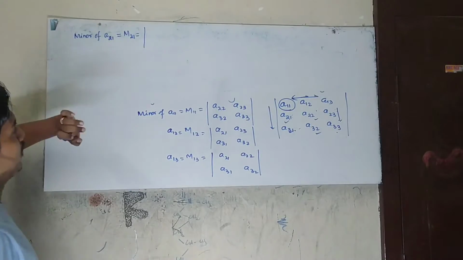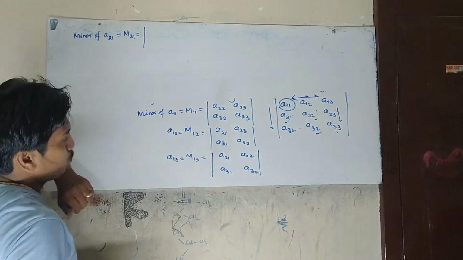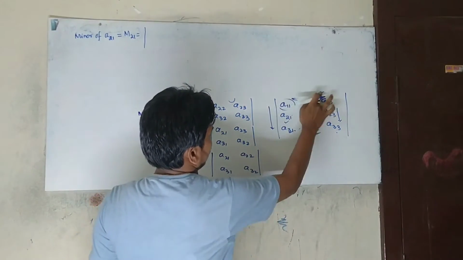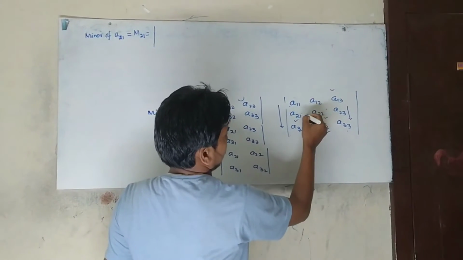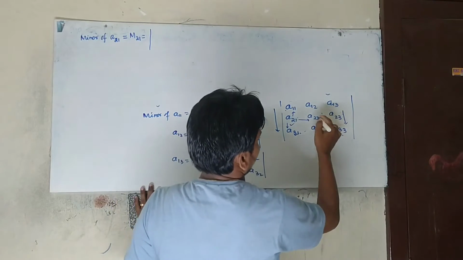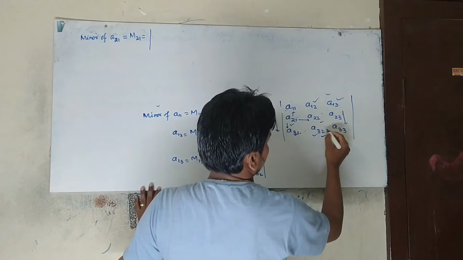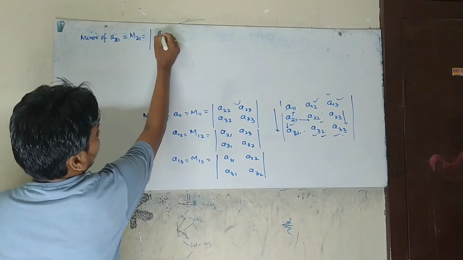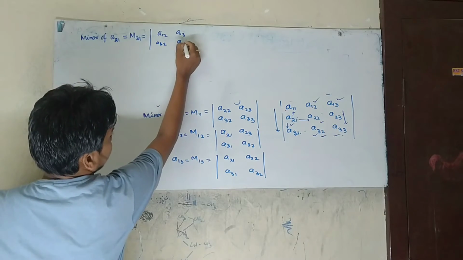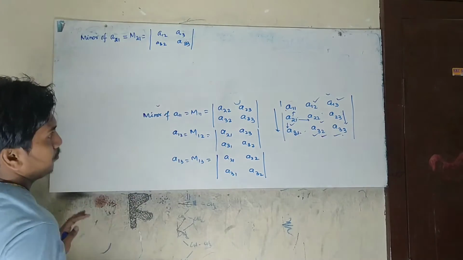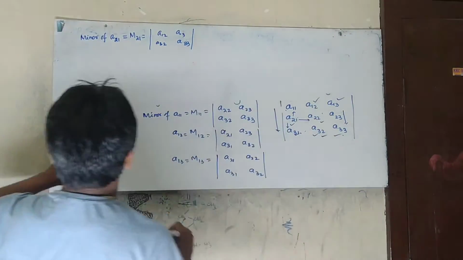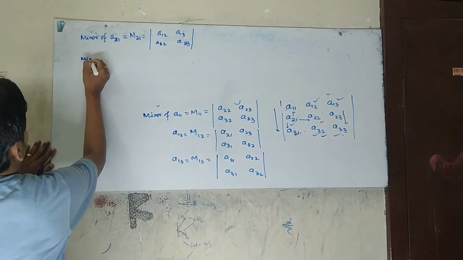Now the minor of A21 is M21. M21 means you have to forget this row and this column. Now you write the remaining ones: A12, A13, A32, A33. Okay. A12, A13, A32, A33.